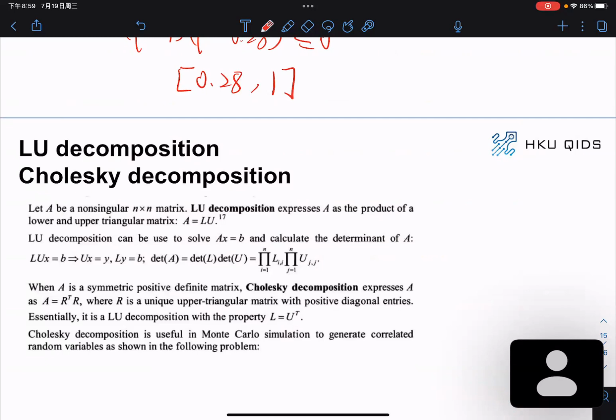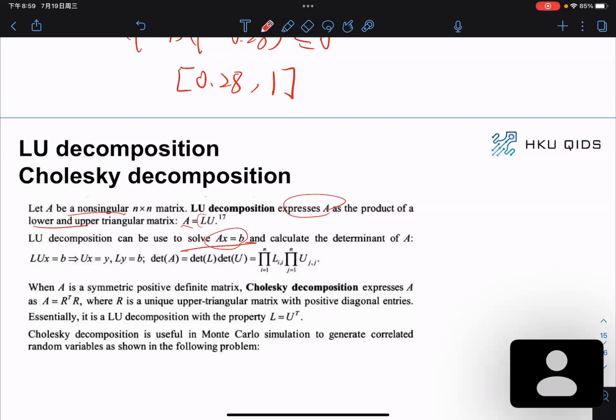So LU decomposition is basically trying to express A, which is also a non-singular matrix, as a product of the lower and upper triangular matrix. So basically, we can call LU a lower upper decomposition. It can be used to solve Ax equals b, the same. Why it is convenient, I have explained when we talked about the QR decomposition.